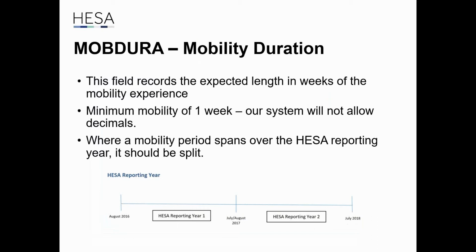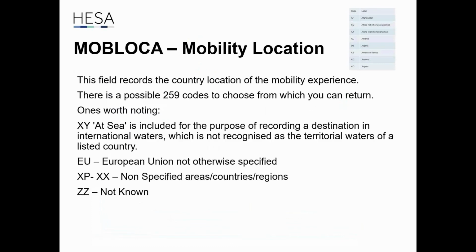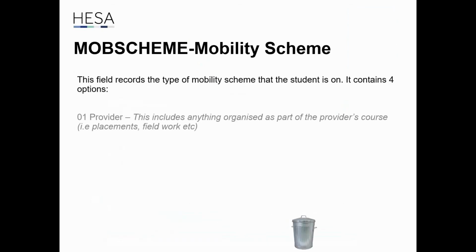So let's say the student started in May in HESA reporting year 1, and they finished their mobility in November. The activity would actually be split between both HESA reporting years. The location, I'm not going to go through these. These are just for extra context of some interesting nuances within the mobility location entity, but this records the country that the student has gone to outside the UK.